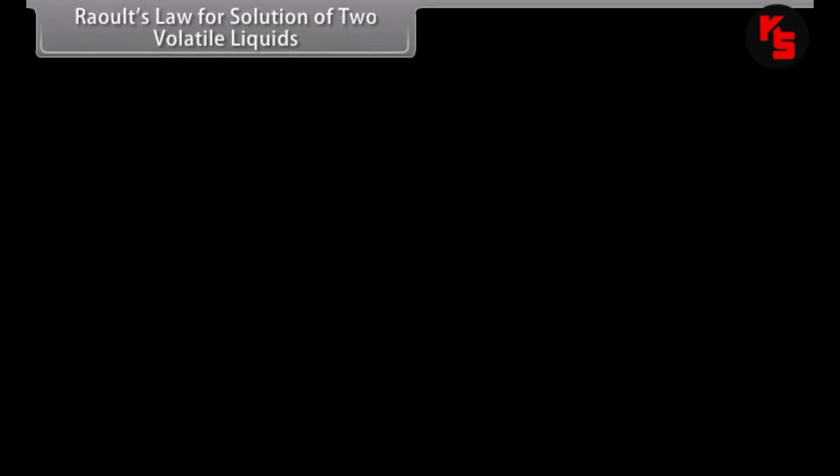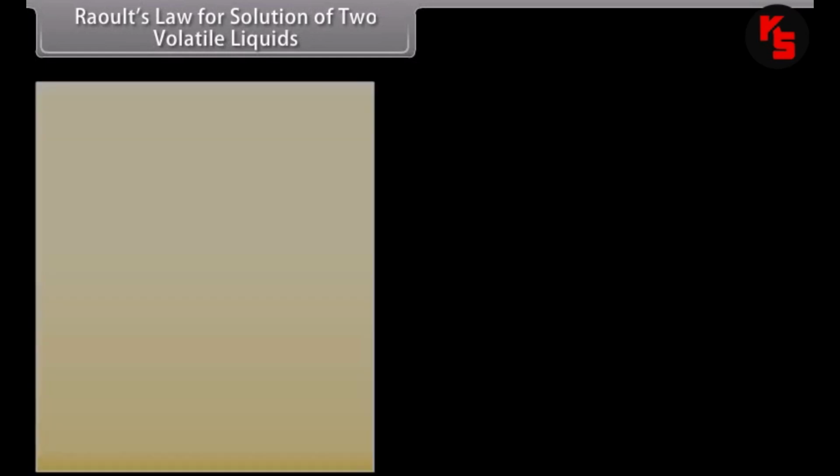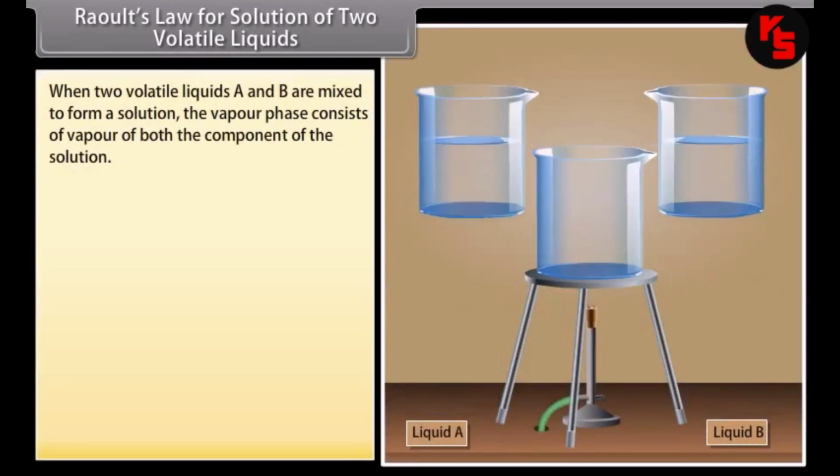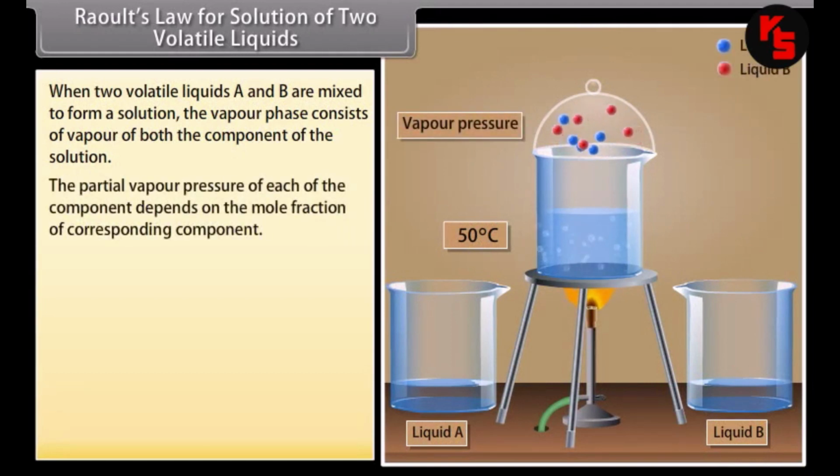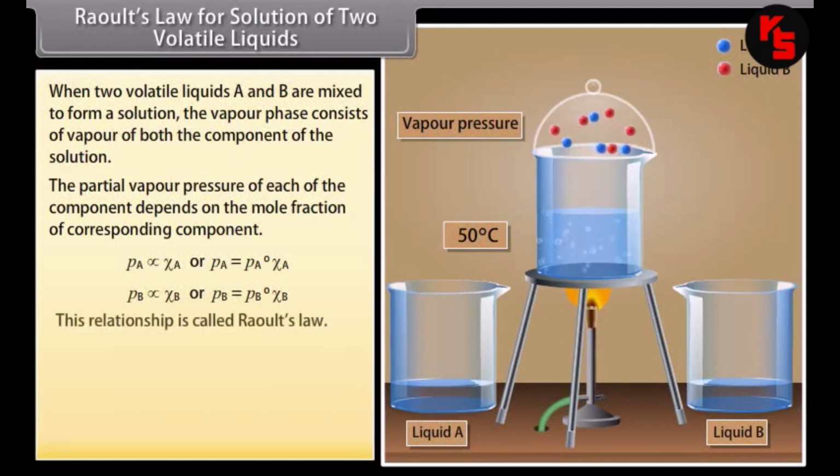Raoult's law for solution of two volatile liquids. When two volatile liquids A and B are mixed to form a solution, the vapor phase consists of vapor of both the components of the solution. The partial vapor pressure of each of the component depends on the mole fraction of corresponding component. PA = PA⁰ × XA, and PB = PB⁰ × XB. This relationship is called Raoult's law.